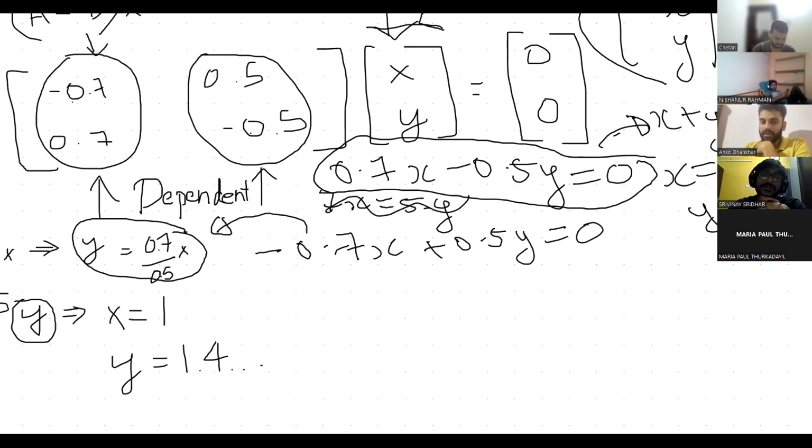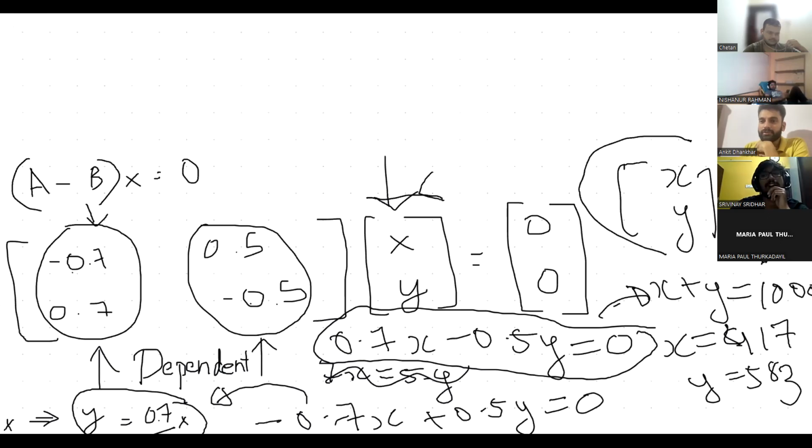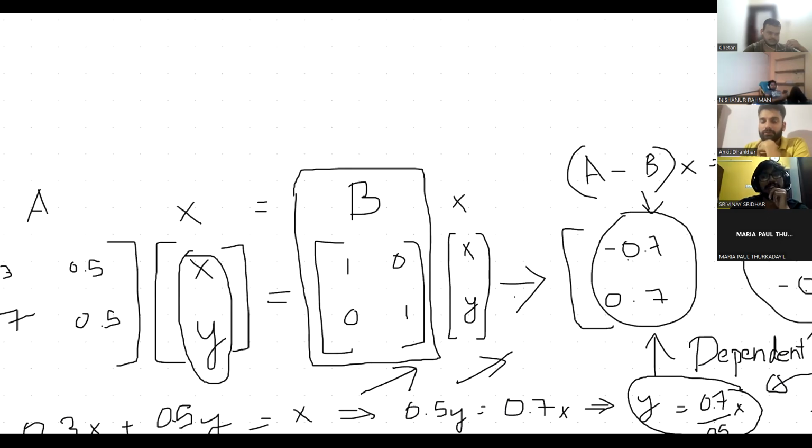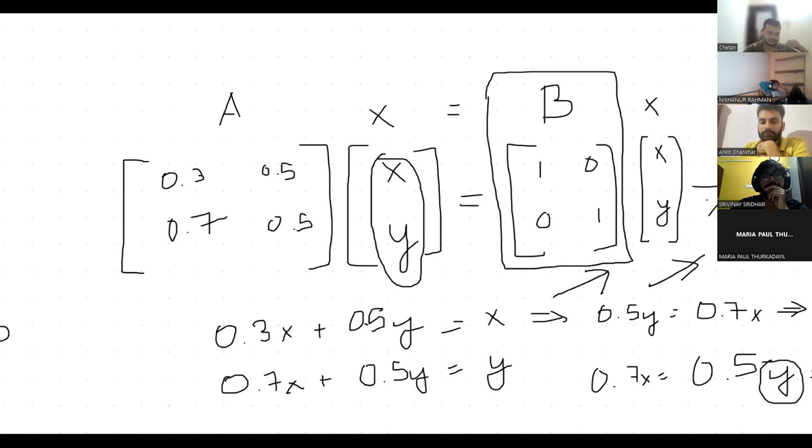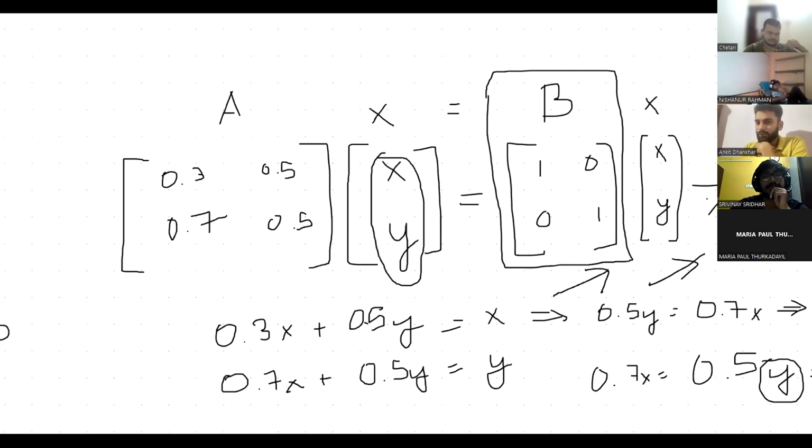So I think we need to include that in the matrix itself, that x + y = 1000, somewhere. You mean a third equation? Yeah, we need to include it somehow in the matrix if we are going to solve it using a matrix, because in the equations we required it to get to the answer. Right, so the answer is 583.33 and 417.66.